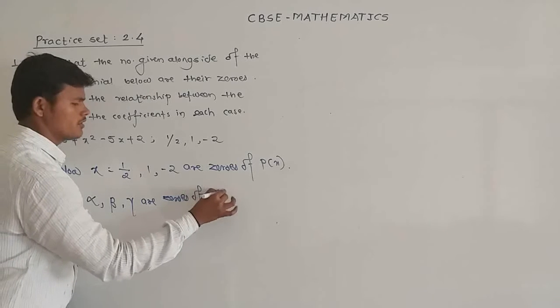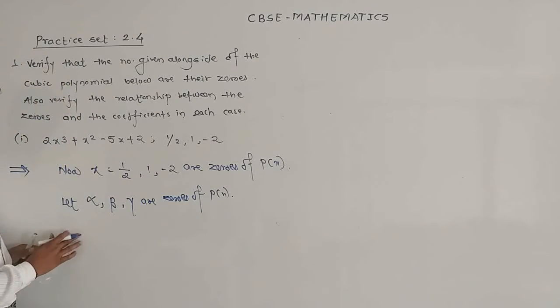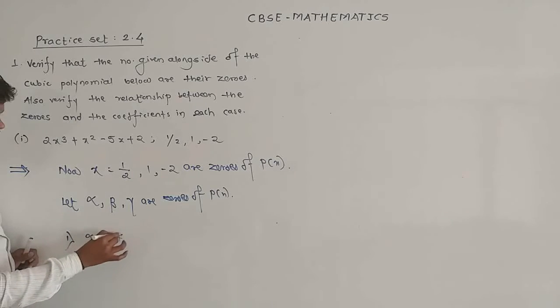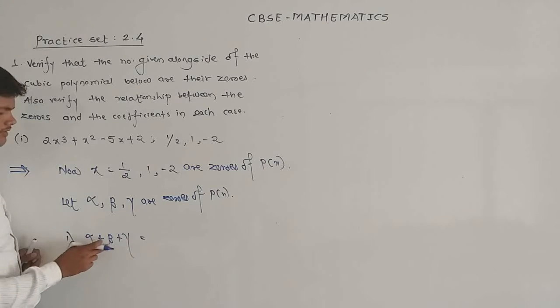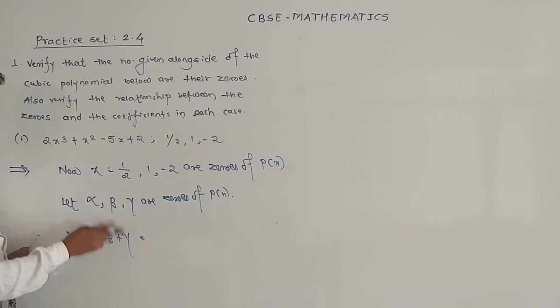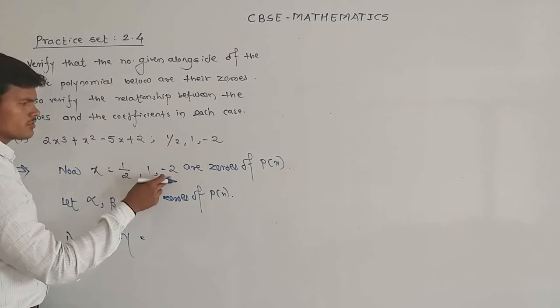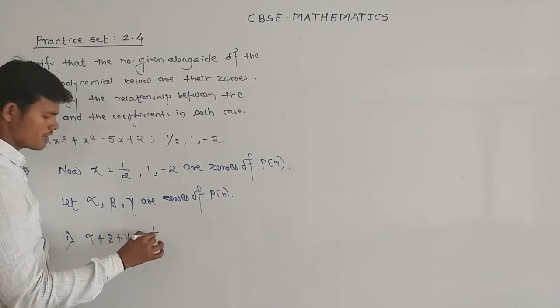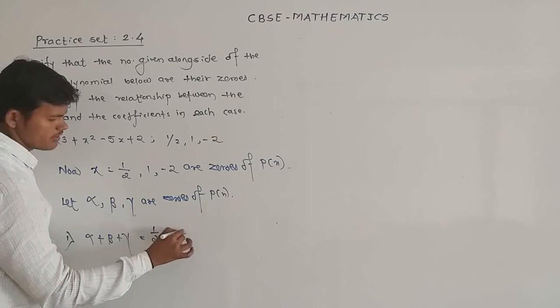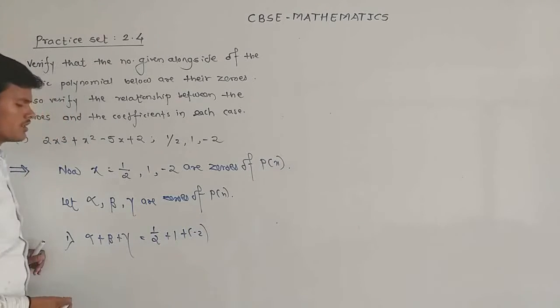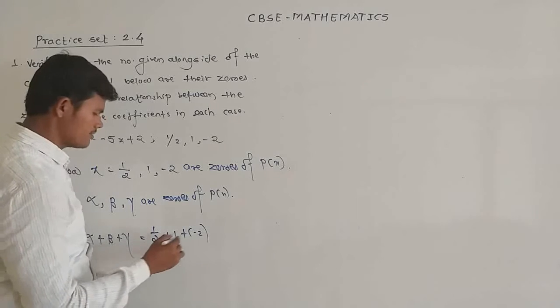Zeros of polynomial p of x. So the first relation is alpha plus beta plus gamma. So alpha, beta, gamma are the zeros. So 1 by 2, 1 and minus 2 are the zeros. So 1 by 2 plus 1 plus minus 2. So add them.